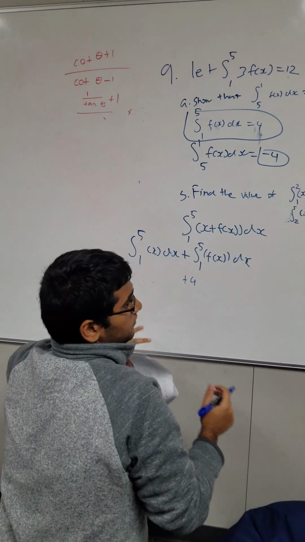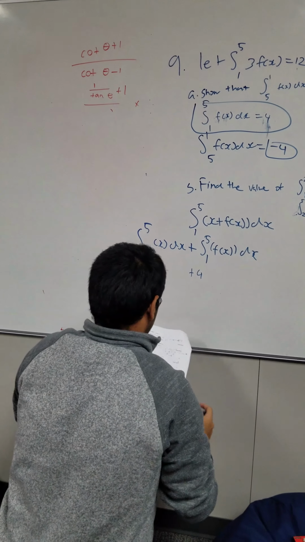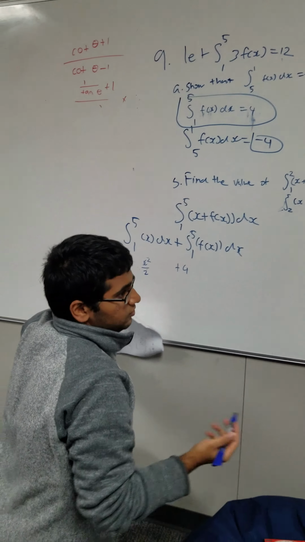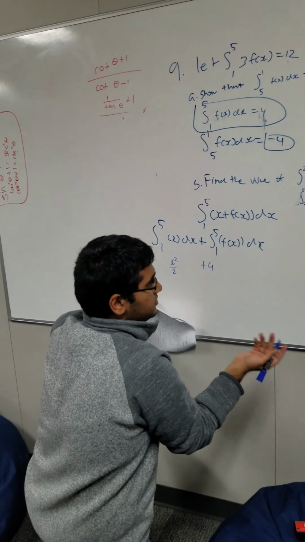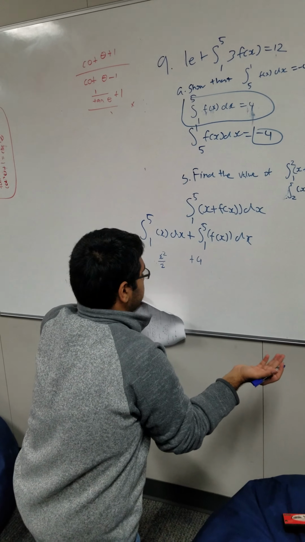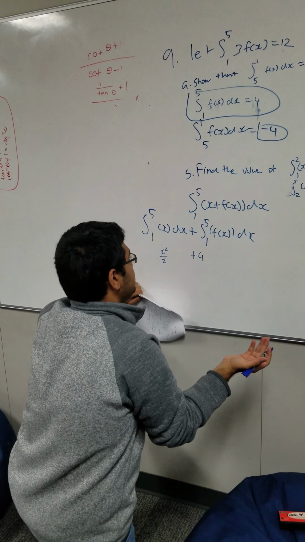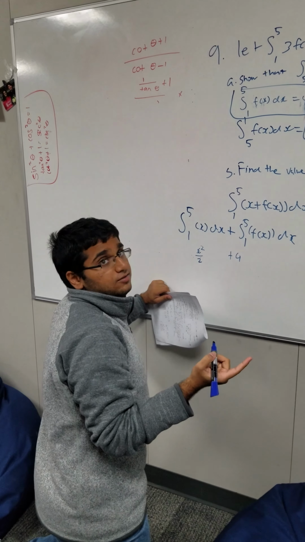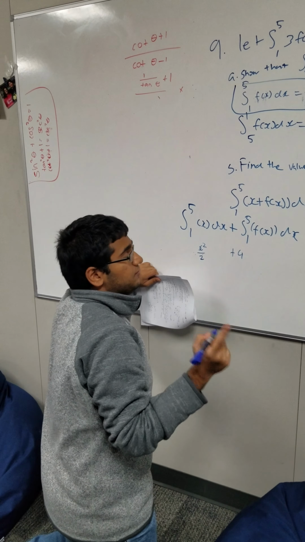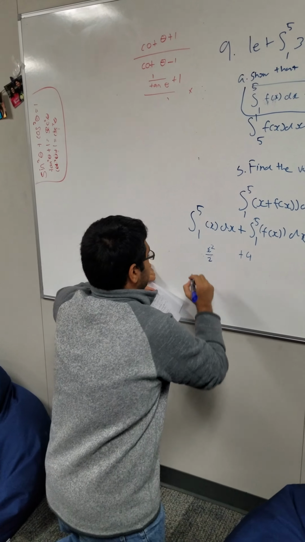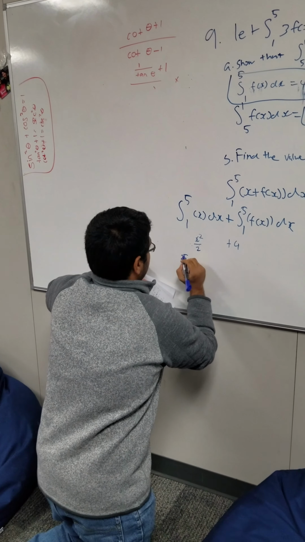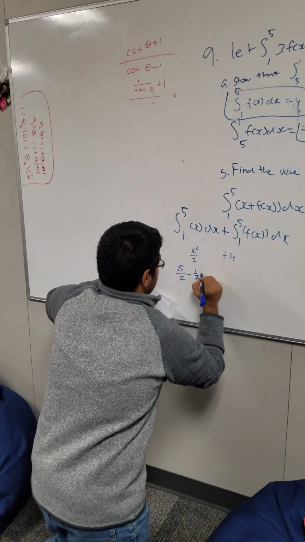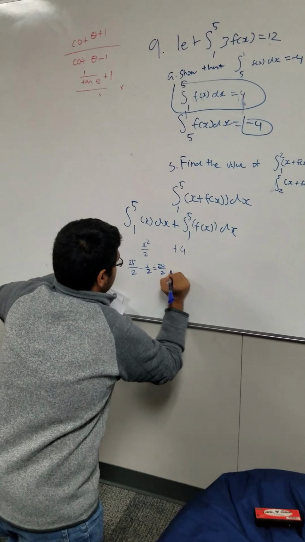Well, the antiderivative of x is just going to be x squared over 2. The reason we know that is when we differentiate it, it ends up just being x. So then what we're going to do is use the first fundamental theorem of calculus, which says F(b) minus F(a). So we're going to have 25 over 2 minus 1 over 2, which is equal to 24 over 2, or just 12.